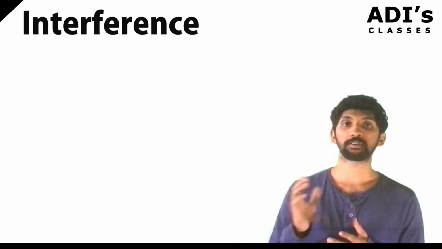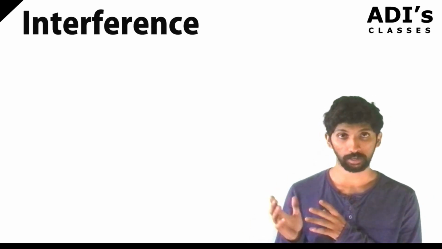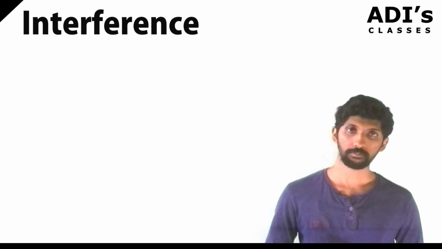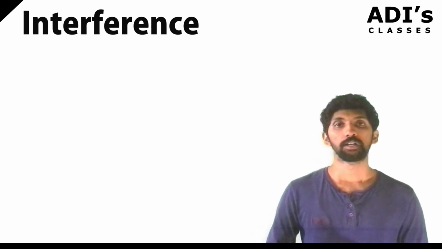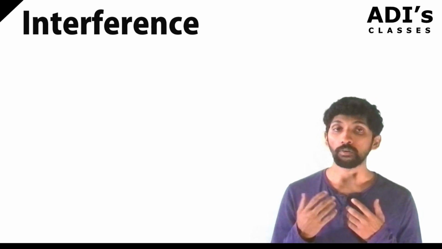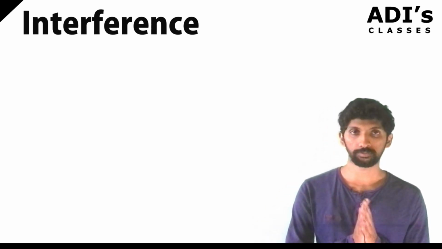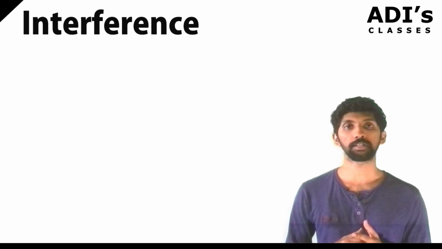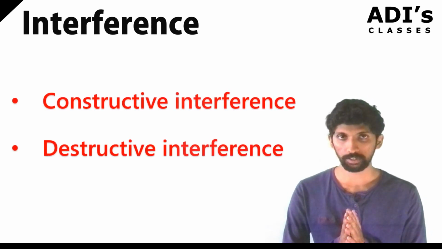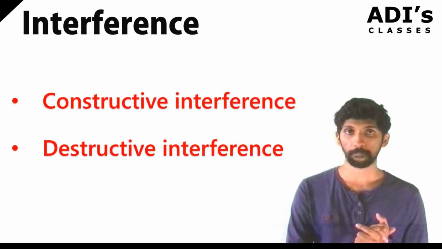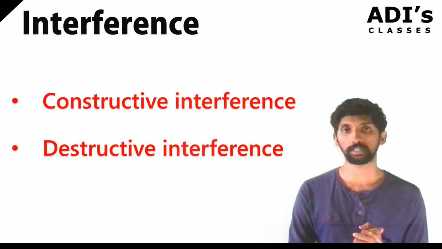Then we learned about reflection and diffraction by wave theory, correct? Then we moved on to interference. So we learned about how interference happens. Interference is basically superposition of waves. Since superposition is happening, we have either constructive interference or destructive interference, depending on how the waves look, correct?